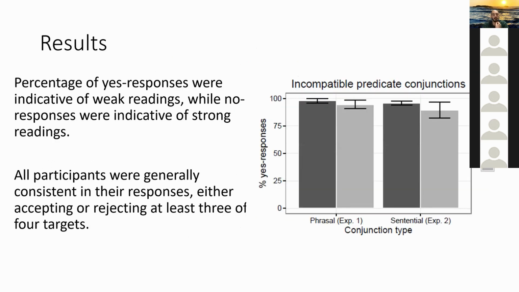And the results showed that the percentage of yes responses was really high, and it was indicative of weak readings, while no responses were indicative of strong readings. All participants were generally consistent in their responses, either accepting or rejecting at least 3 or 4 targets.